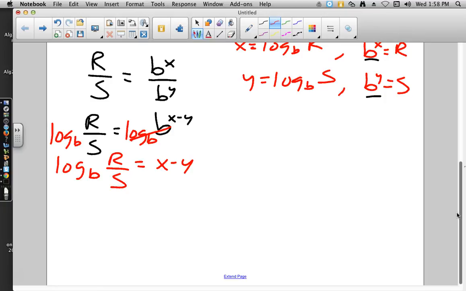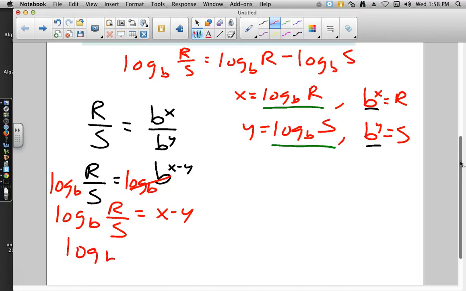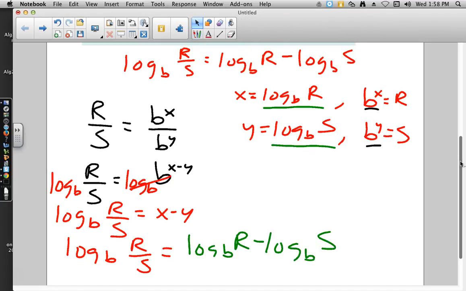And then the light bulb goes off, and I realize, wait a minute, I have what I want there also, because I said x equals logarithm base b of r, and y equals logarithm base b of s. So if I put those into their positions, watch what happens. Oh, that looks like a 5. That should be an S there. This will become logarithm base b of r minus logarithm base b of s. So that's what we do.